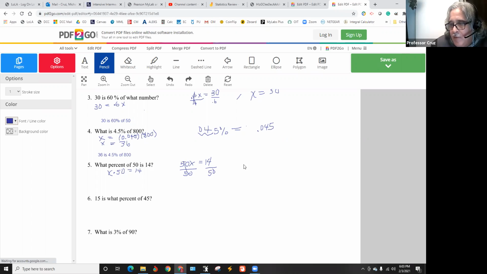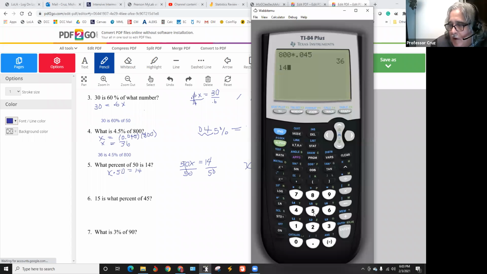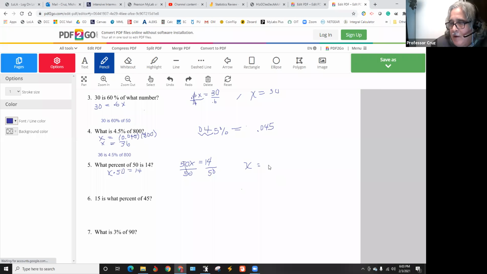So those are gone, and we got x is equal to 14 divided by 50, which is 0.28. And then see what we do. 1, 2, it's equal to 28%. All right. Keep on going.